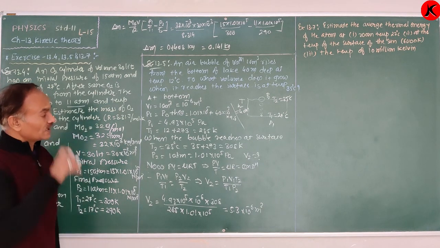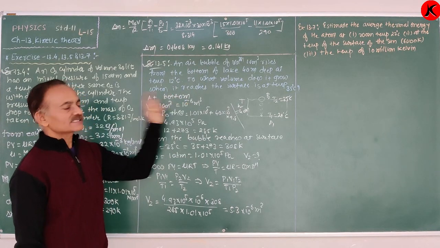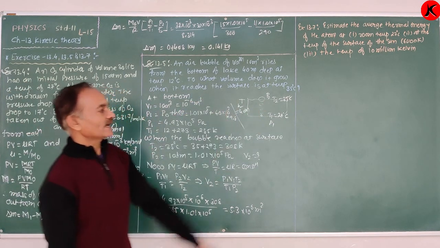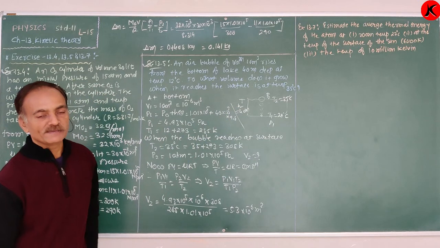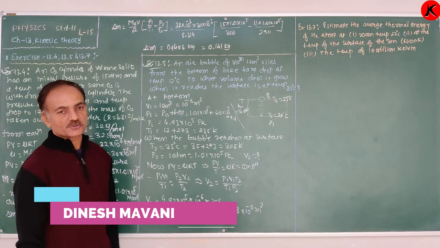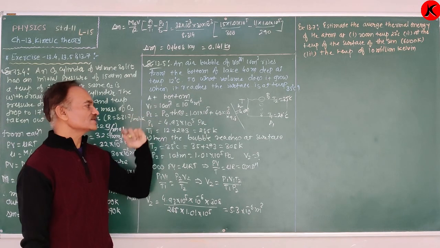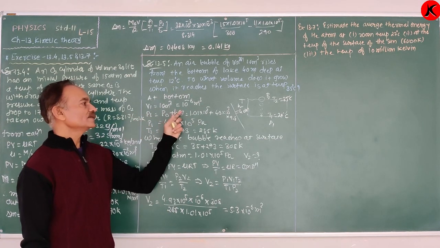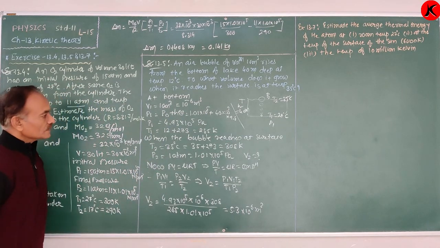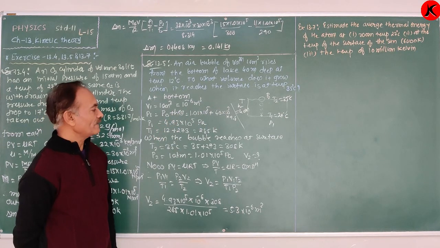So first we note down the quantities at the bottom. Volume of the bubble is 1 centimeter cube, that means 10 to the power minus 6 meter cube. What is the pressure at the bottom of the lake? Bottom is 40 meter depth. Therefore, P1 is equal to P0 plus h rho g. P0 atmospheric pressure 1.01 into 10 to the power 5, plus h 40 meter, rho 10 to the power 3, g 9.8. Now P1 simplified is 4.93 into 10 to the power 5 Pascal.